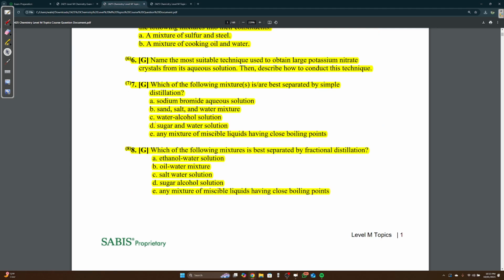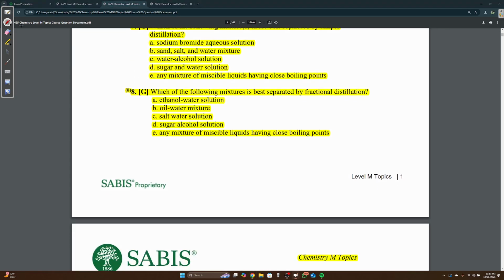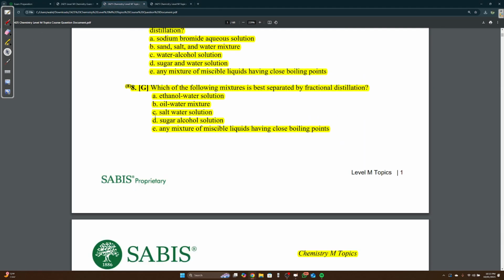Which of the following are separated by fractional distillation? Ethanol, water. For those who don't know in grade 11 what ethanol is, it's alcohol, and alcohol and water have close boiling points, so it's correct. Oil, water, it's not even dissolved in each other. Salt water, no, use simple. Sugar, alcohol, simple. Any mixture of miscible liquids having close boiling points, like we did in the previous question, of course it's correct. So A and E, yes.